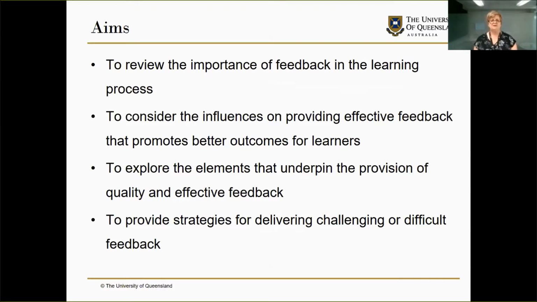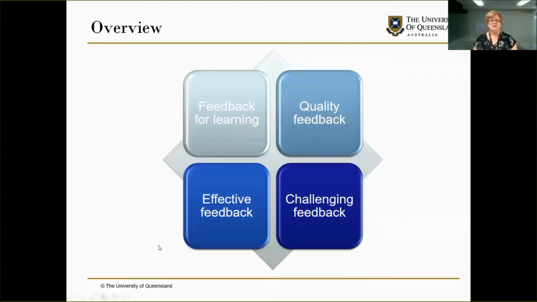We want to look at quality within that process as well, and the elements that underpin that, and hopefully provide you with some strategies for delivering challenging or difficult feedback, or some pointers to at least steer you in the right direction. We've broken it up into 4 sections, and as I said, we'll concentrate on different areas. So feedback for learning and the influences in the process is the first one. Then quality feedback, effective feedback, and challenging feedback.